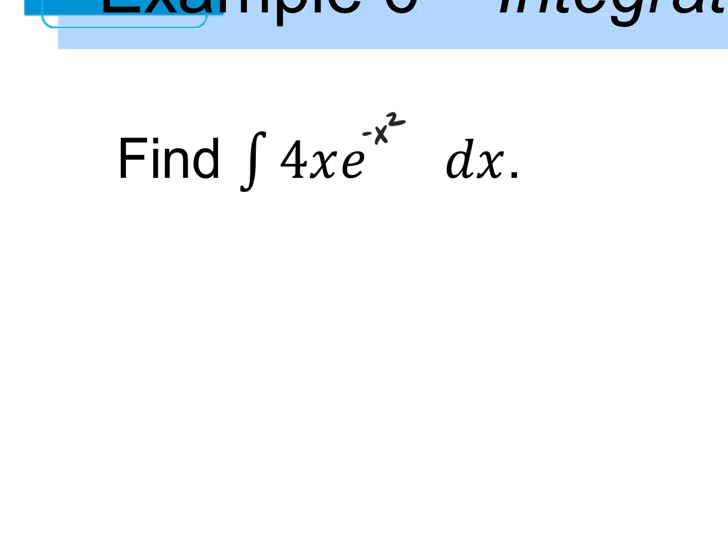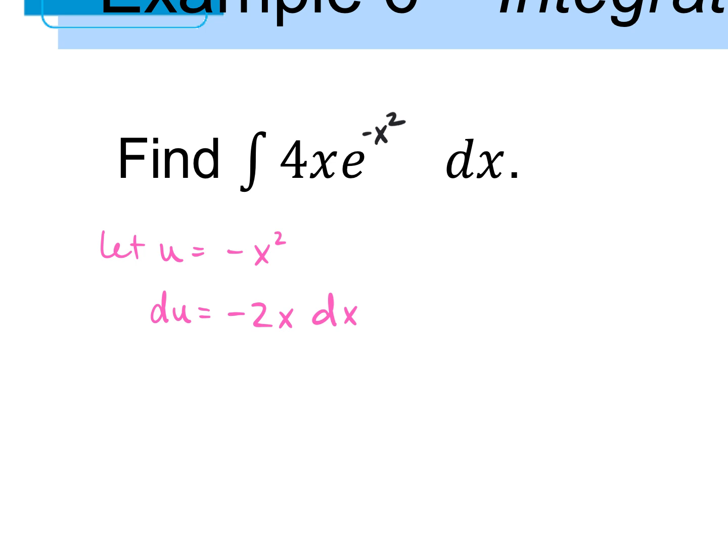So make sure you make the change on the question, because the negative was in the wrong spot. So it should be 4x e to the power of negative x squared. So let's let u be our exponent, negative x squared. What's the derivative of negative x squared? Negative 2x dx. Perfect.